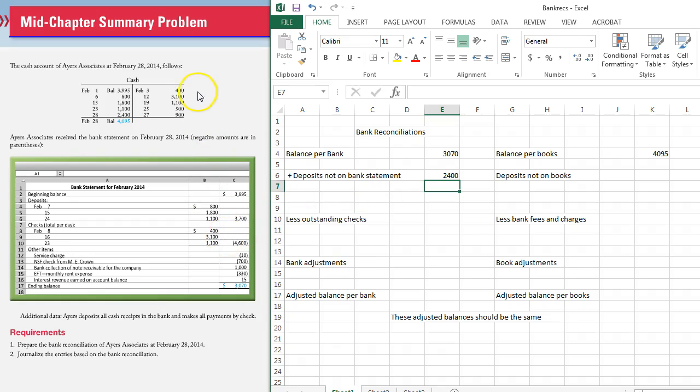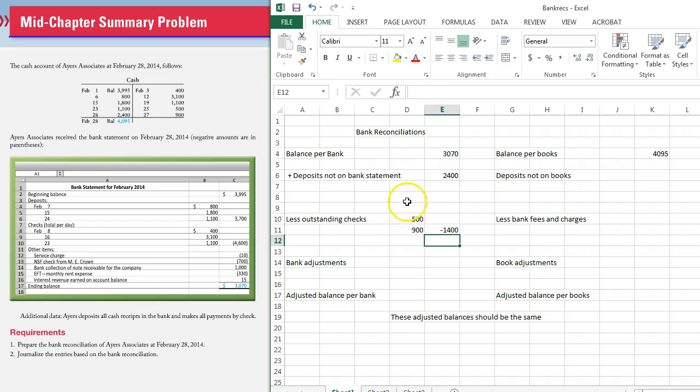Then we're going to take a look at checks, and it looks like we've got some checks on the bank statement for $3,100 and $1,100. But these last 2 credits in the general ledger, they're probably checks. $500 and $900 are not on the bank statement. So I'm going to figure that those 2 are outstanding checks. So we're going to put $500 down, $900 down. Looks like that's a total of $1,400, and those get subtracted from the bank balance.